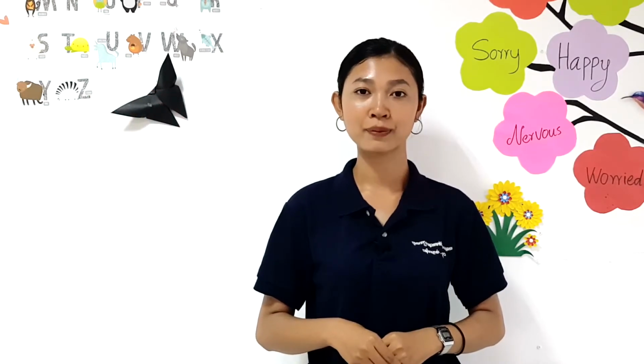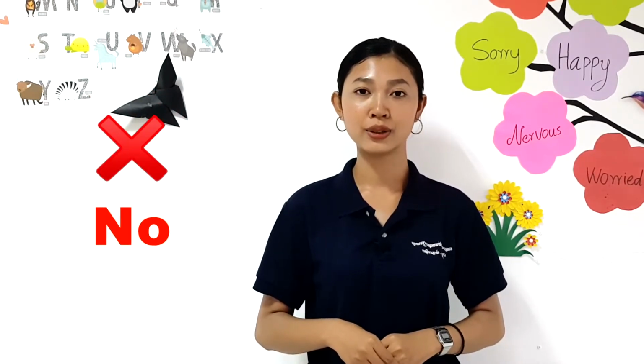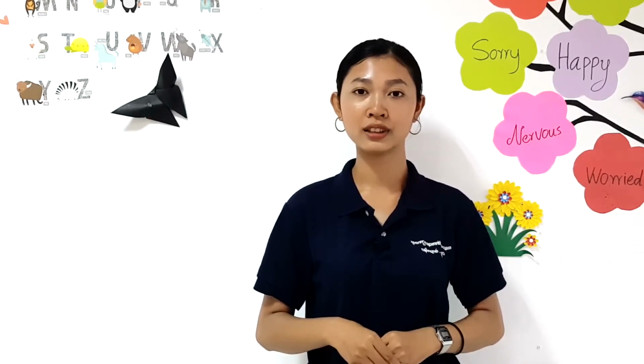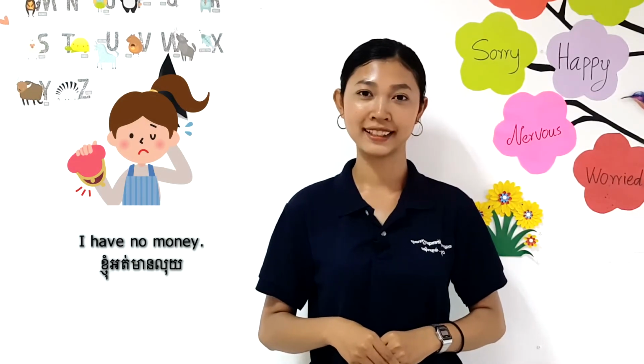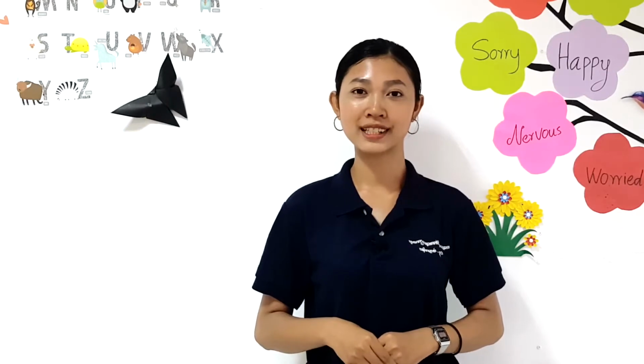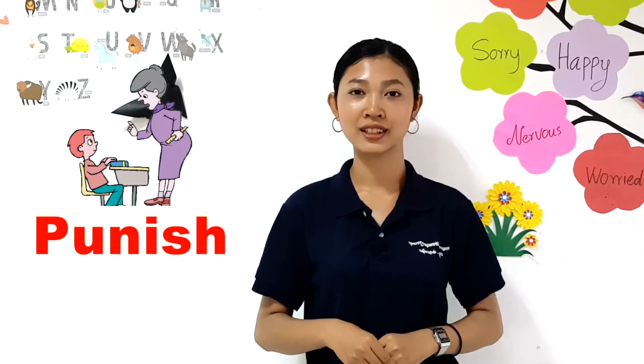Second word is no. No. Spell N-O. No. For example, I have no money. Third word is punish.